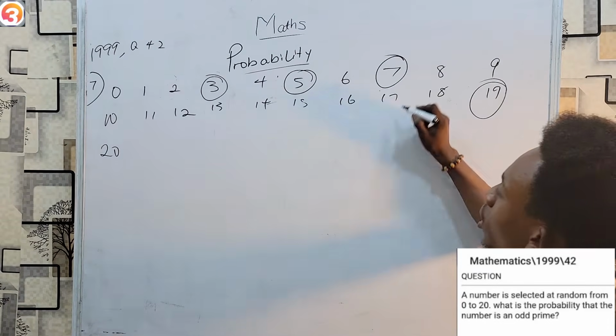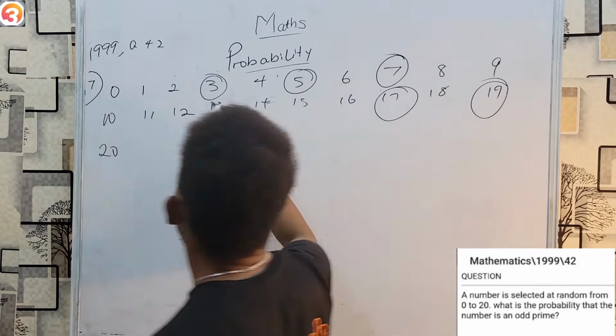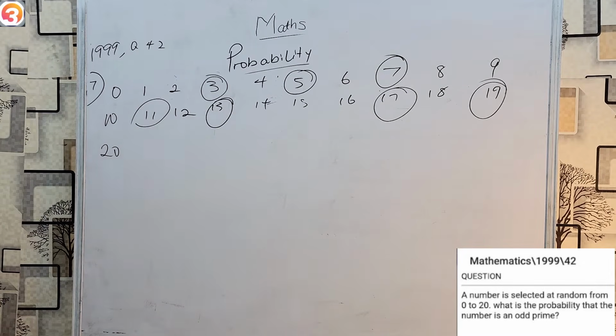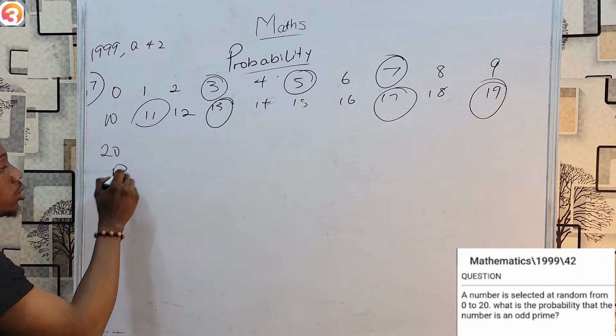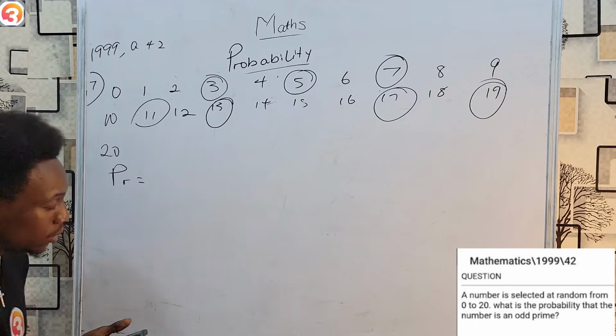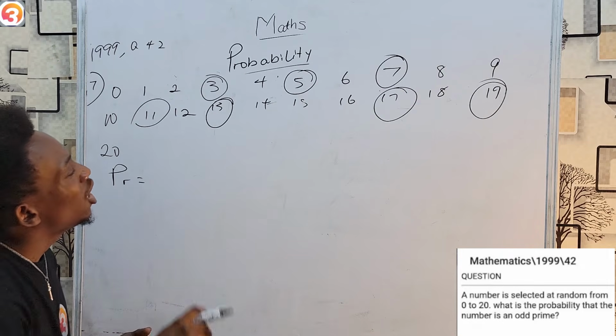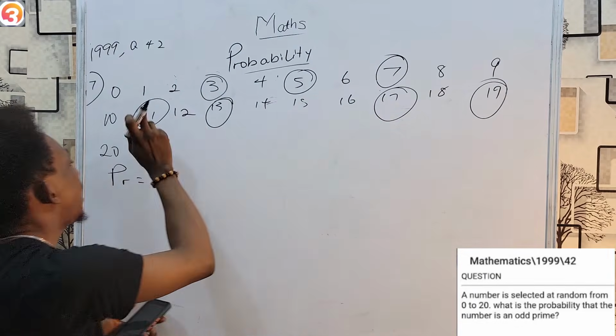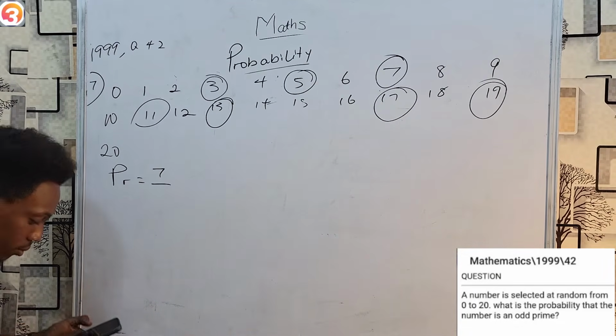19 is a prime, it's odd. 17 is a prime, it's odd. 13 is a prime, it's odd. And 11 is also an odd prime. So these are my odd primes. As a result, I know therefore that the probability of picking an odd prime becomes, how many odd primes do I have? 1, 2, 3, 4, 5, 6, and 7.